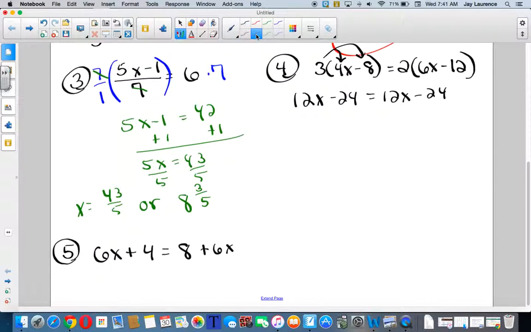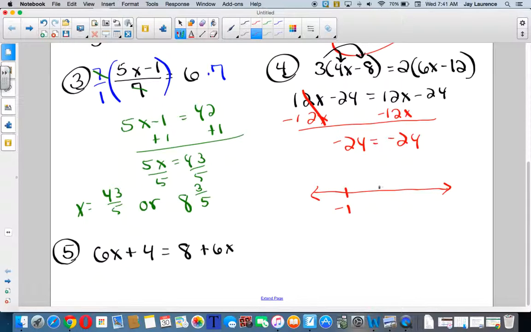Now, I don't like having variables on both sides, so I'm going to subtract 12x. And I'm going to subtract 12x. And I'm going to get negative 24 equals negative 24. This statement is always true. That means that any number x on the real number line, anywhere on this number line. How many numbers are on this number line?